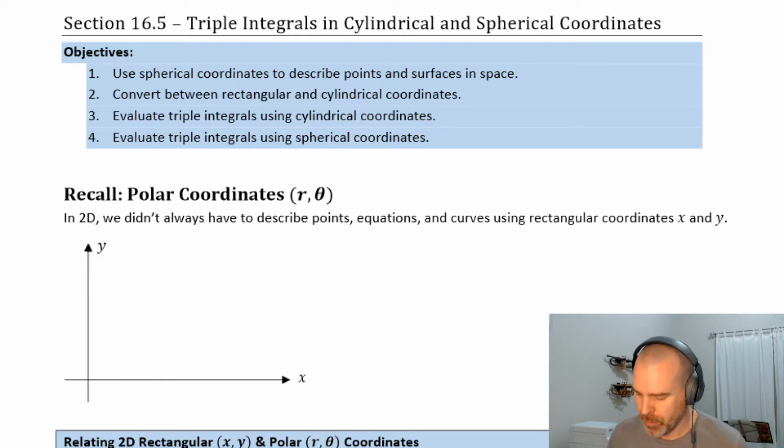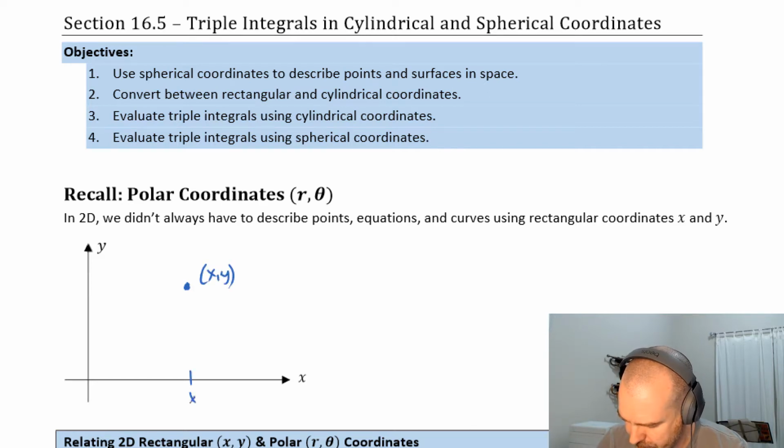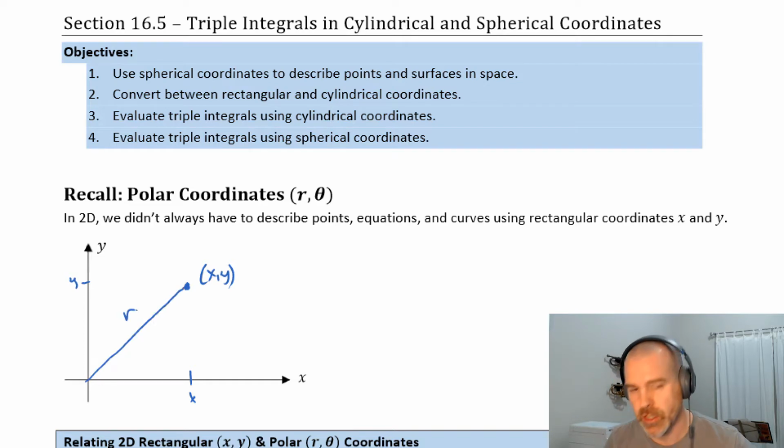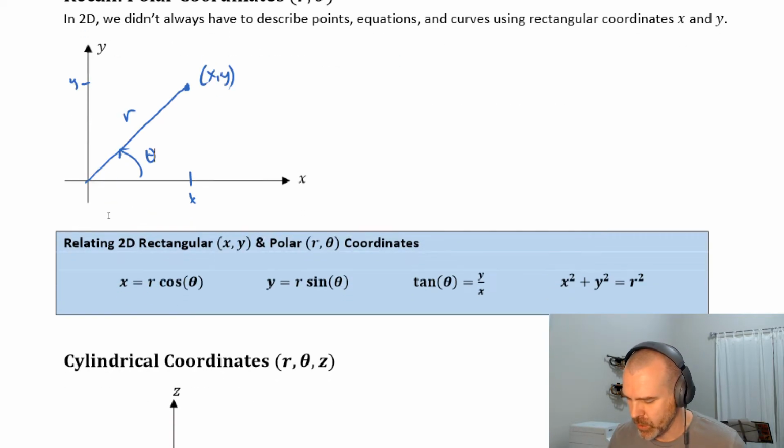First, quick refresher for polar coordinates. If we have a point out here and its coordinates, say, are x, y, we can also define that point by a distance r from the origin and an angle theta from the positive x-axis. And so then we have this relationship between the rectangular coordinates and their polar coordinates.